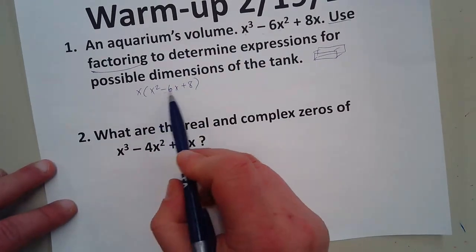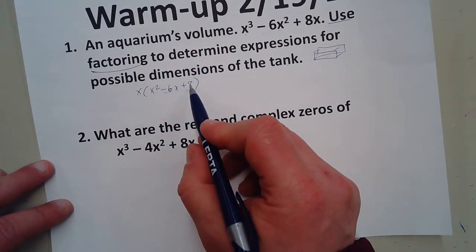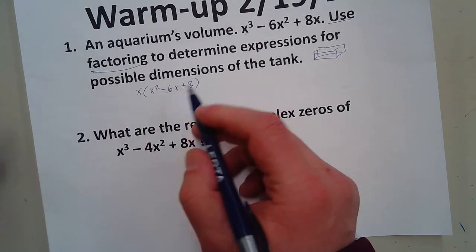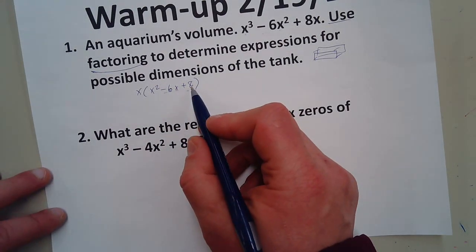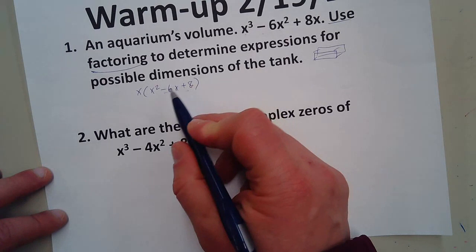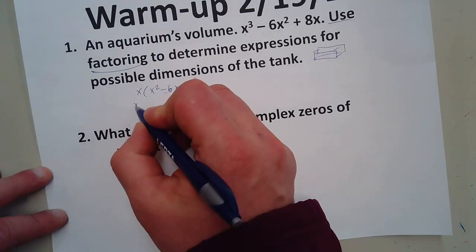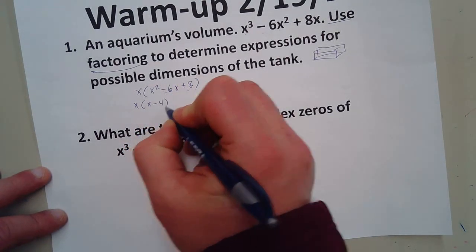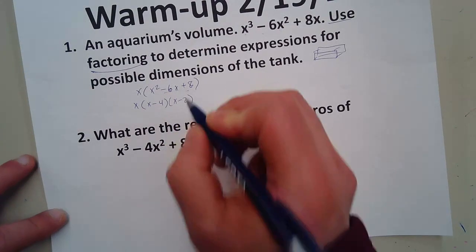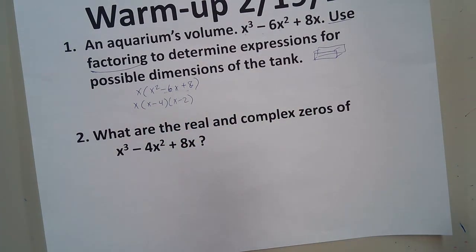Then we look at this quadratic and say, okay, can we factor this? Well, are there factors of 8 that add to negative 6? Yes, there are. You could use negative 4 and negative 2, because those would multiply to be positive 8 and they'd add to negative 6. So at this point, we write this in fully factored form, and basically, we're done.